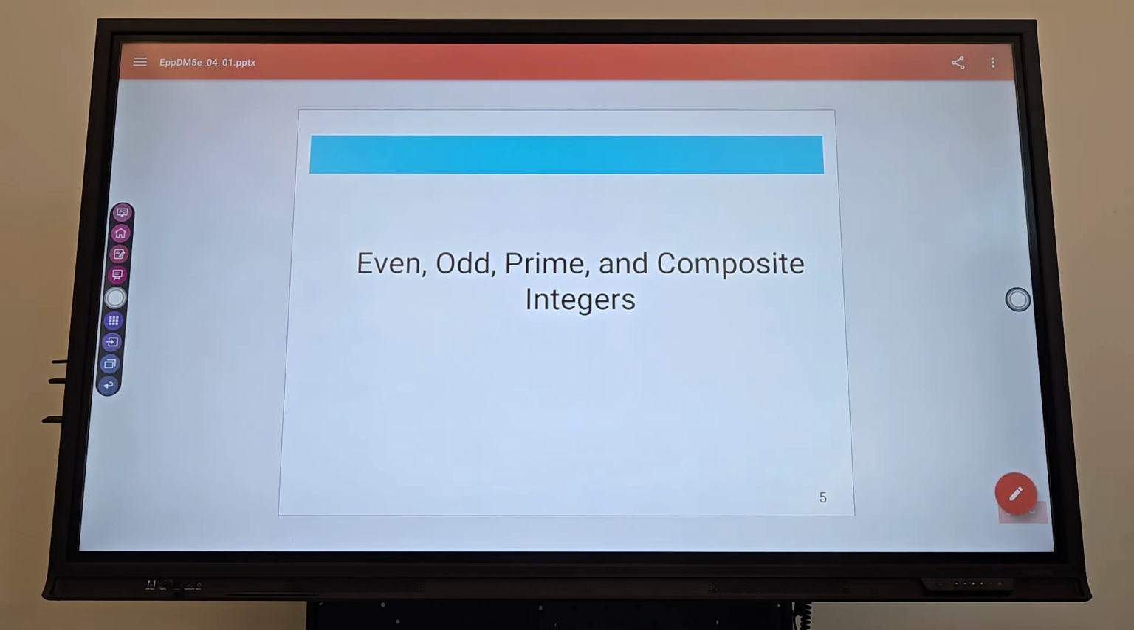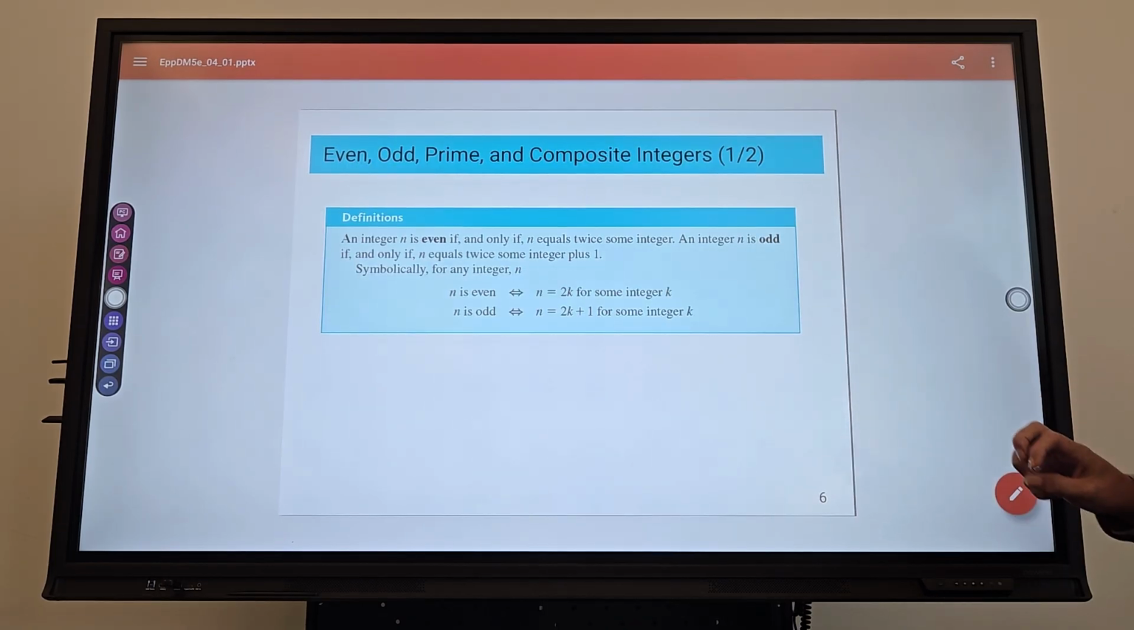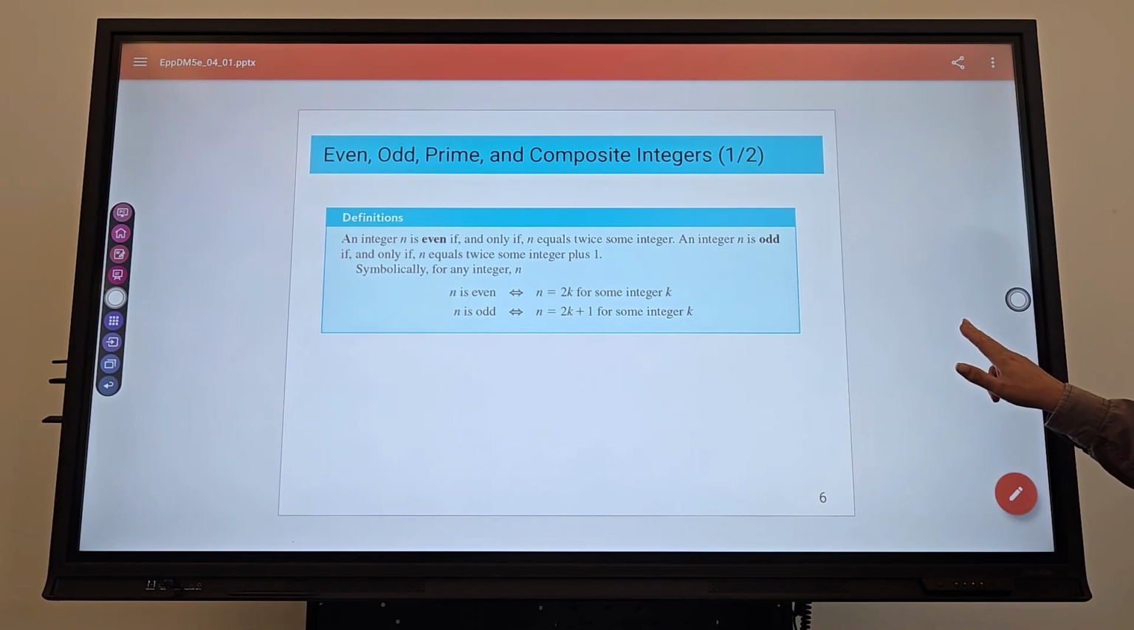Even, odd, prime, and composite numbers. Definition: an integer n is even if and only if n equals twice some integer. An integer n is odd if and only if n equals twice some integer plus 1. Symbolically, for any integer n, n is even if n equals 2k for some integer k. n is odd if and only if n equals 2k plus 1 for some integer k.